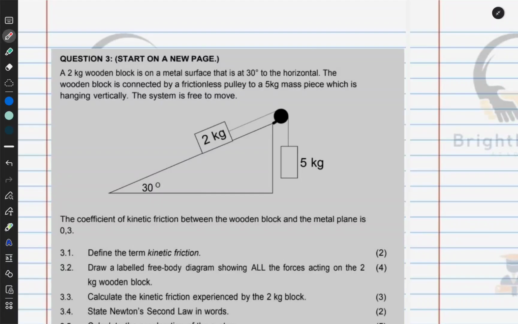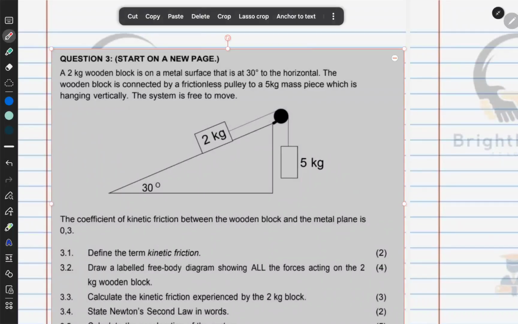So now, in this problem, we have a 2 kilogram wooden block. It's on a metal surface that is inclined at 30 degrees. So this is the wooden block. Okay, and then it's connected by a frictionless pulley to a 5 kilogram mass, which is hanging vertically. The system is free to move. That's a key hint right there.